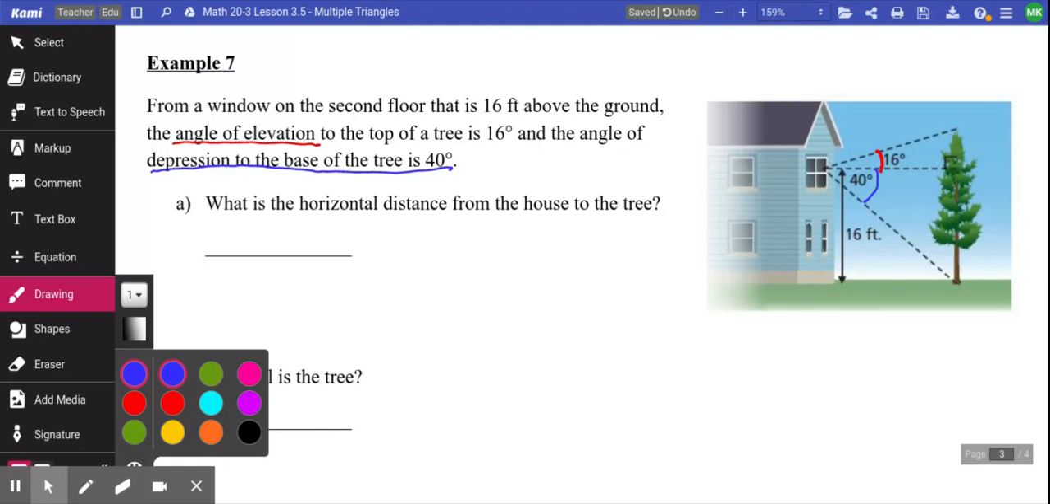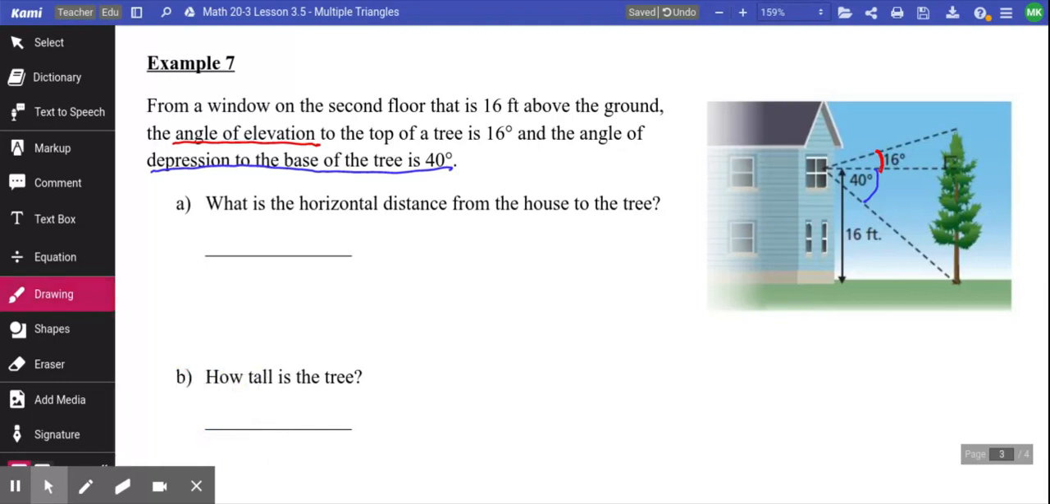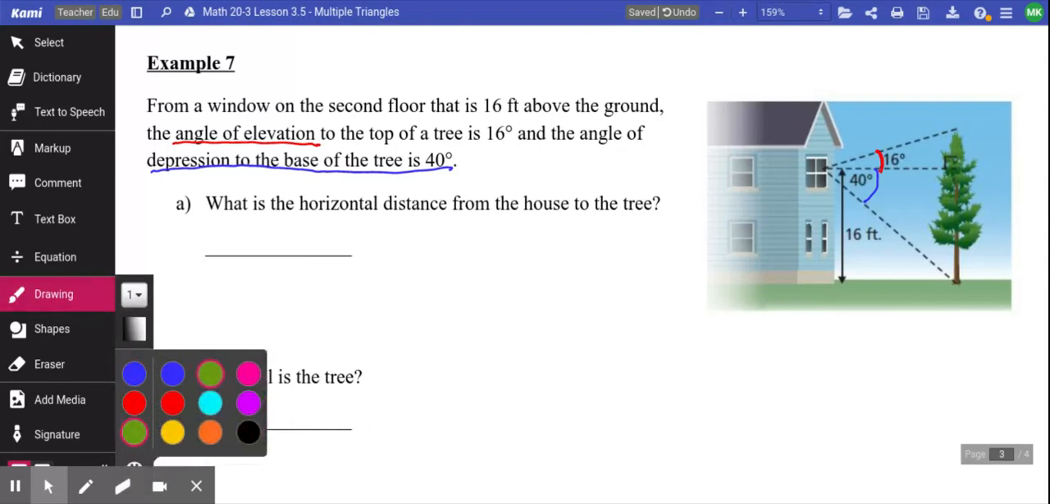So just do the 16 and 40? No, because you have to have right angle triangles, right? So when we read this, question A then says, what is the horizontal distance from the house to the tree? So they're asking you, what is this distance from this orange dot to this orange dot? No, because you need to have right angle triangles, right?